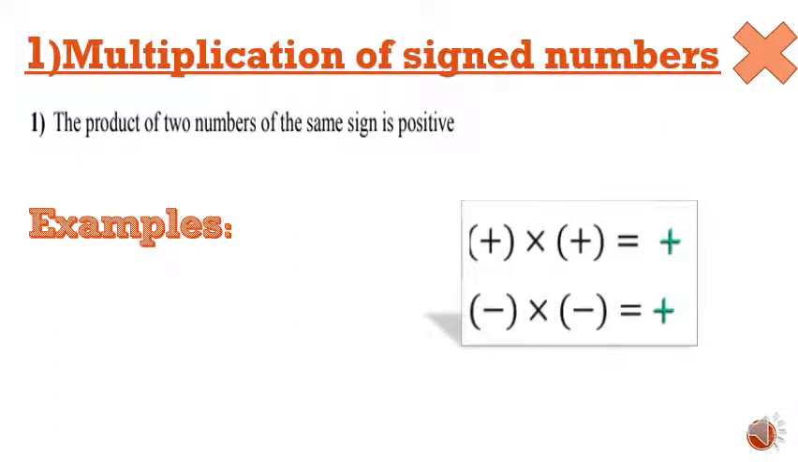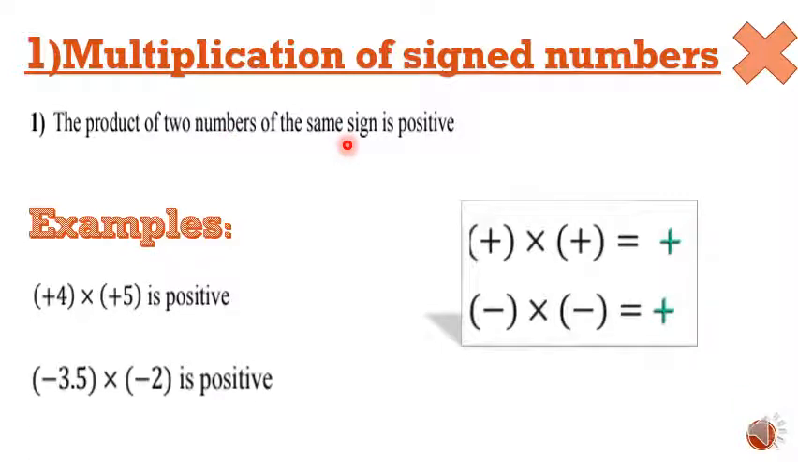So let's explain more. We said multiplication of signed numbers has two cases. One, the product of two numbers of the same sign: if they have the same sign, their answer will be positive. Positive times positive is positive. Negative times negative is also positive. And here you have examples. Positive 4 times positive 5, its answer is positive. Negative 3.5 times negative 2, its answer is also positive.